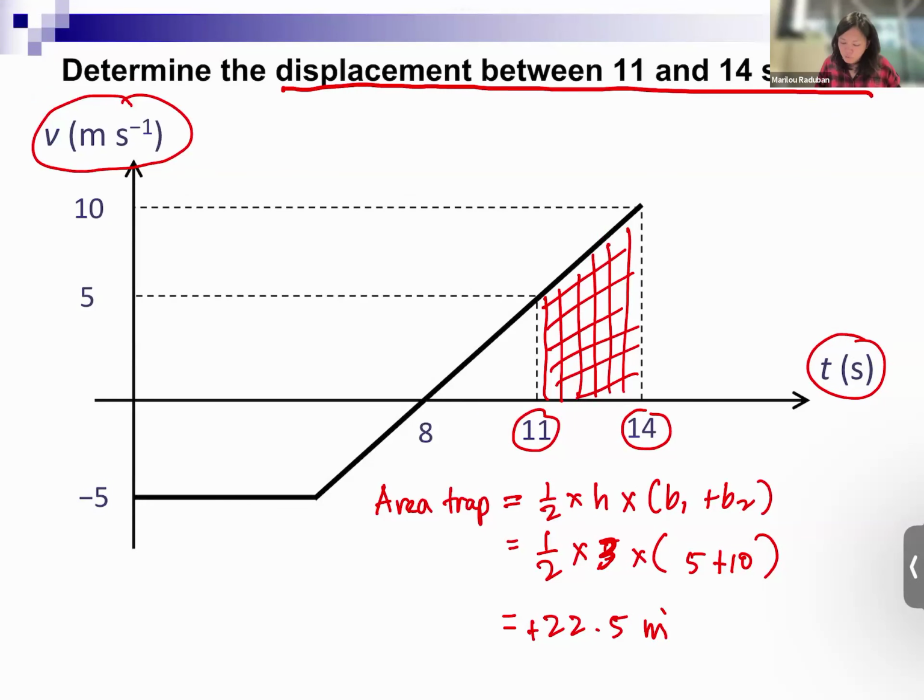In the end, don't forget to include the unit, because the unit will then define what kind of quantity 22.5 is. So the displacement between 11 and 14 seconds is 22.5 meters. You came up with a positive number, which means that the displacement was either to the right or upwards. It was not really specified in the problem, but you can also do a quick check by looking at the area here. Notice how it's above the horizontal axis, and therefore you would expect a positive displacement for this motion graph.